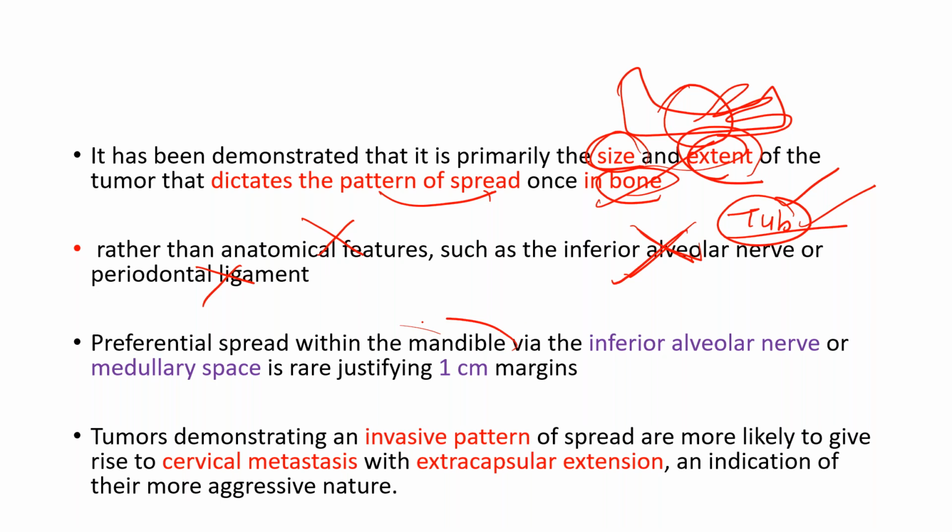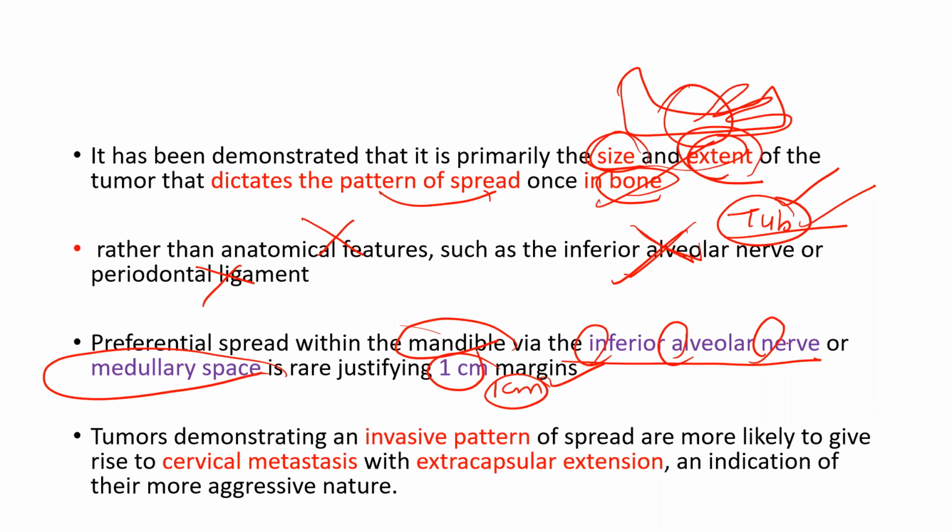Spread in the mandible by means of the inferior alveolar nerve or the medullary space is rare, justifying a 1 centimeter margin. So a 1 centimeter margin is okay for the mandible also. What he is saying is that the inferior alveolar nerve, which runs in the mandible like this, is not really helping the spread, nor is the medullary space. These are very rarely involved, so a 1 centimeter margin is okay for mandibular tumors.